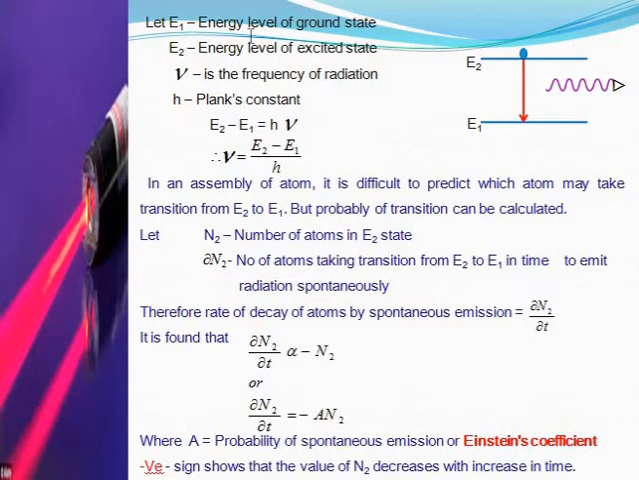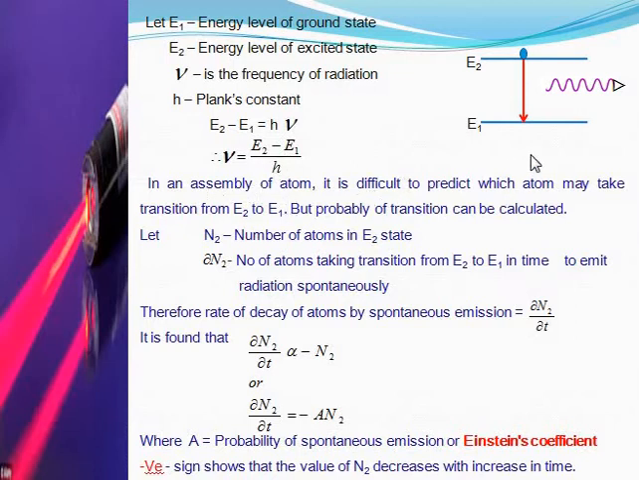Let E1 be the energy of the ground state, E2 be the energy of the excited state, nu is the frequency of radiation, h is Planck's constant. Then we all know that the energy difference between the two energy levels is emitted in the form of electromagnetic wave or a light wave, that is, E2 minus E1 is equal to h nu. Therefore, nu is equal to E2 minus E1 divided by h.